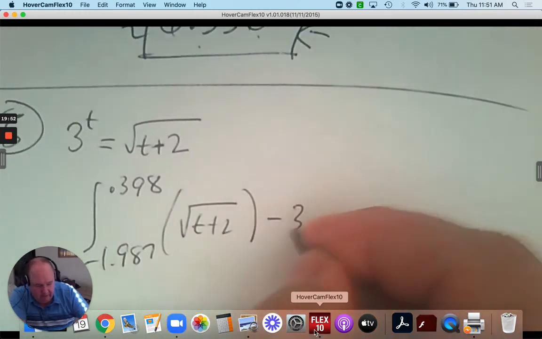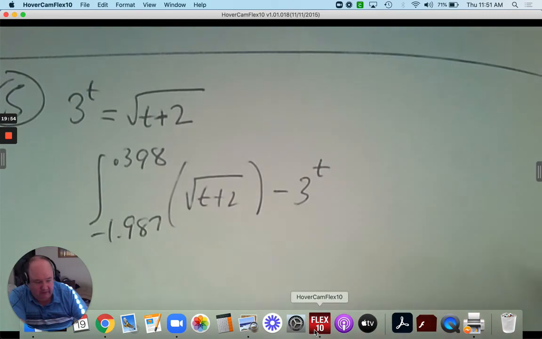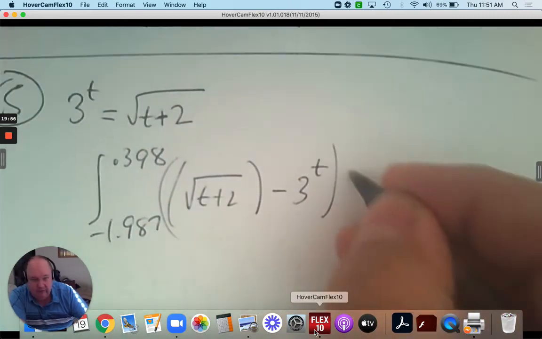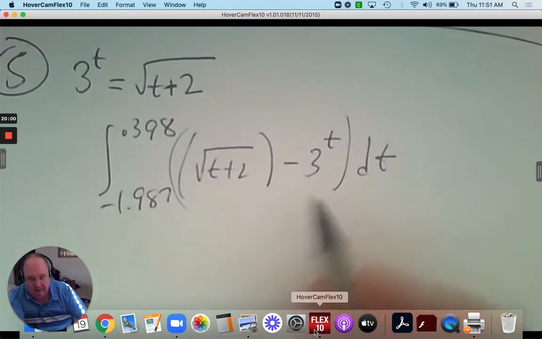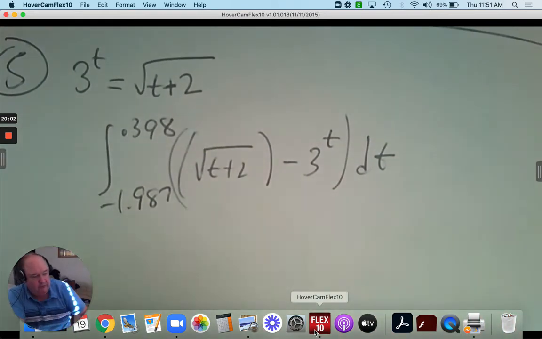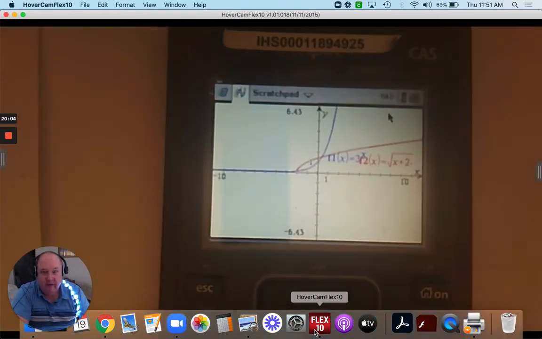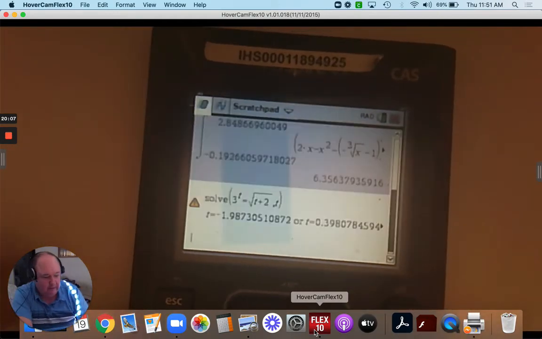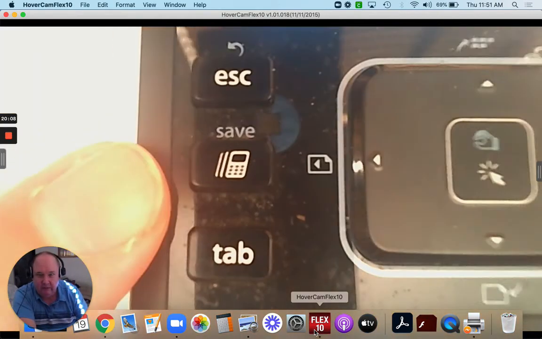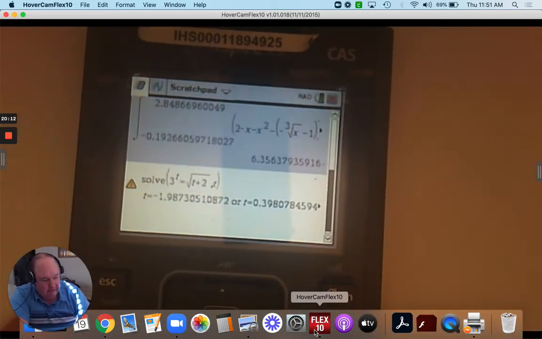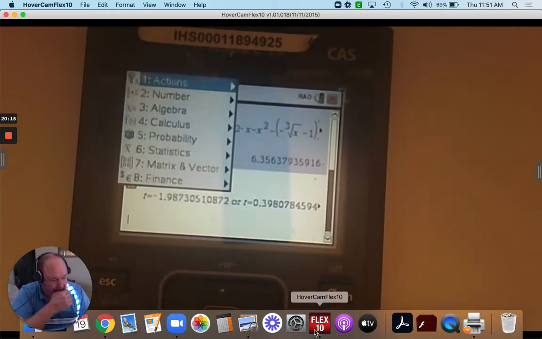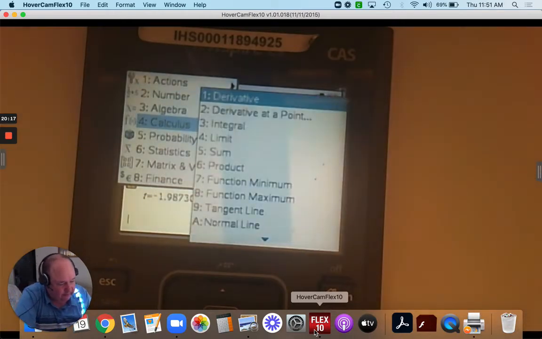Subtract 3 to the exponent t, all parentheses, dt, because that's the variable. And then that's what I would type in my calculator. So from here, I can press the shaky calculator button again. That's that toggle calculator button right there. Just press that. It goes back and forth. And then I'm going to press menu. I'm going to press calculus, and I'm going to press integration.